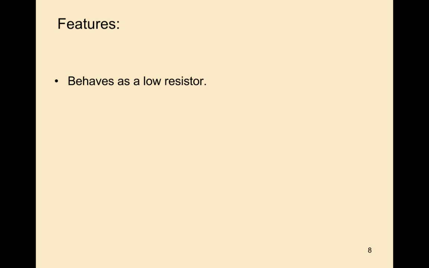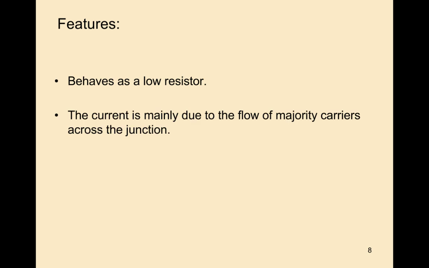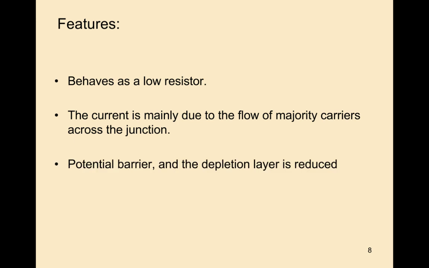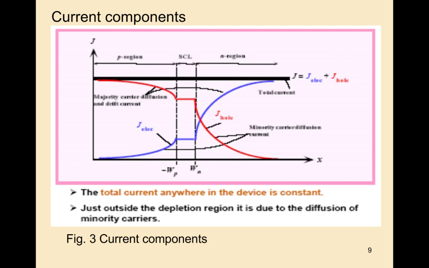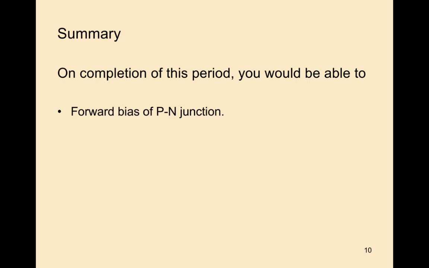Features. First feature is, when the diode is forward biased, it behaves as a low resistor. The current is mainly due to the flow of majority charge carriers across the junction. Potential barrier and the depletion layer are reduced. These are the current components. The total current anywhere in the device is constant. Just outside the depletion region, it is due to the diffusion of minority carriers. This is the summary: forward bias of PN junction, working of PN junction, and current components of PN junction.